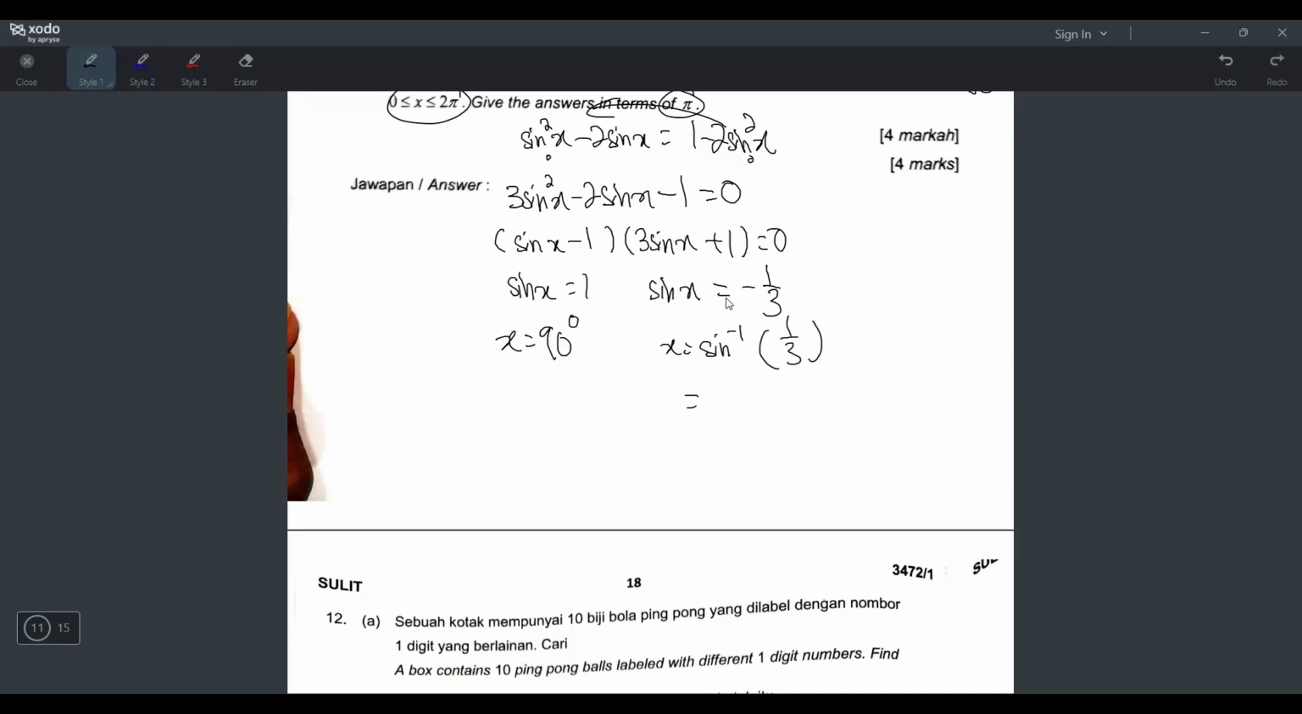I will usually write in degree minute. So 19 degrees 28 minutes. But this is not the answer. This is just the RA, which is the reference angle. If you want to get the real angle, you still have to convert to the quadrant. Which quadrant? Okay, sine negative. So add sugar to coffee. If sine positive, quadrant 1, quadrant 2. Sine negative, quadrant 3, quadrant 4. So you need to convert this to quadrant 3, quadrant 4. But how to convert to quadrant 3, quadrant 4?